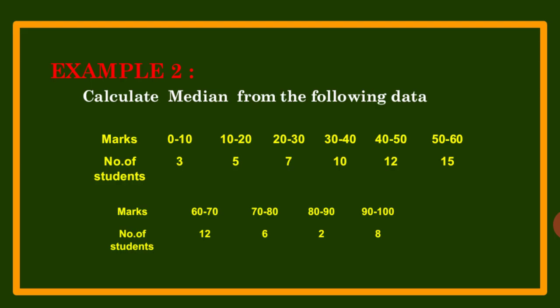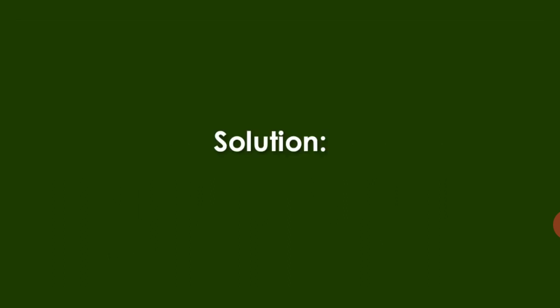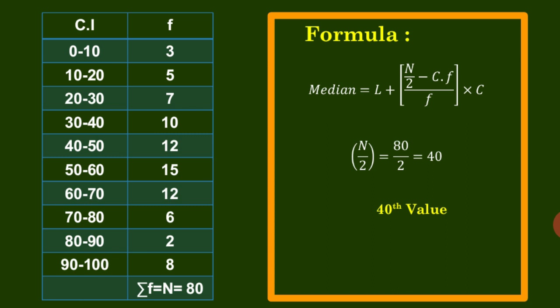Example 2. Calculate the median from the following data. The same data, the same problem, is taken here. Now we are going to calculate the median only. Solution. Your median formula is median equal to L plus n by 2 minus cumulative frequency, divided by frequency, into C.